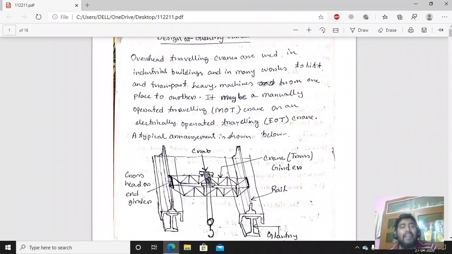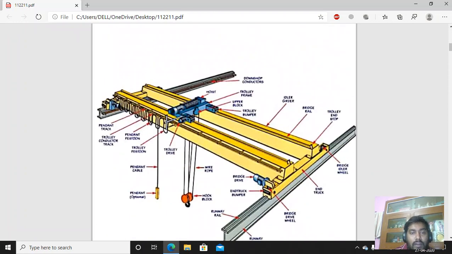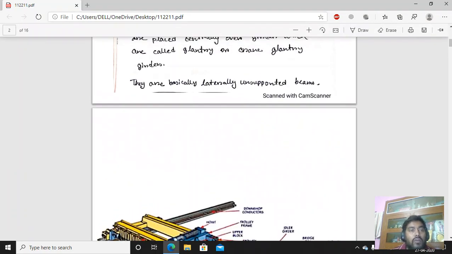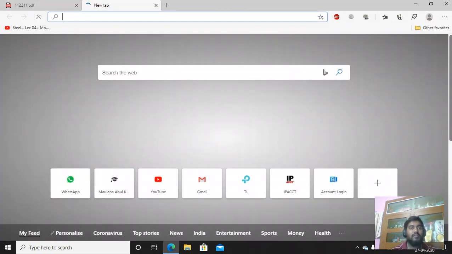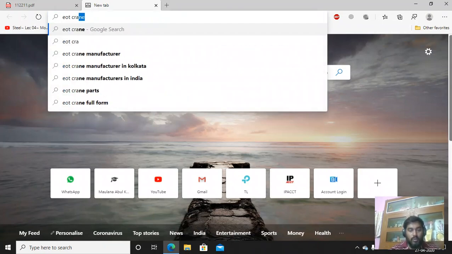So what is the Gantry Girder? First, we have to know about the overhead traveling cranes. Have you seen any overhead traveling cranes? In the picture, you can see I have given an overhead traveling crane. For your better understanding, let us look at the EOT crane. What is the meaning of EOT crane?